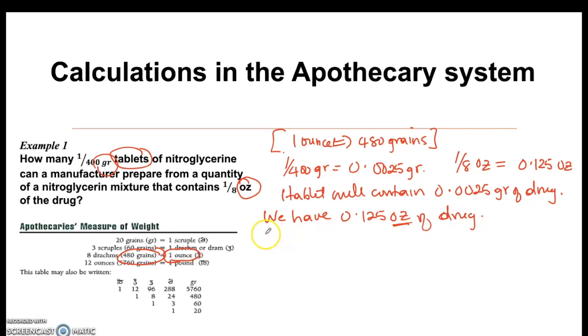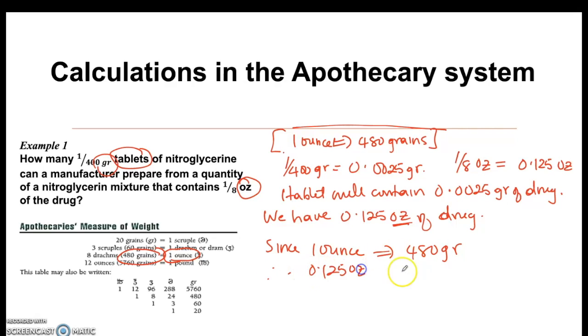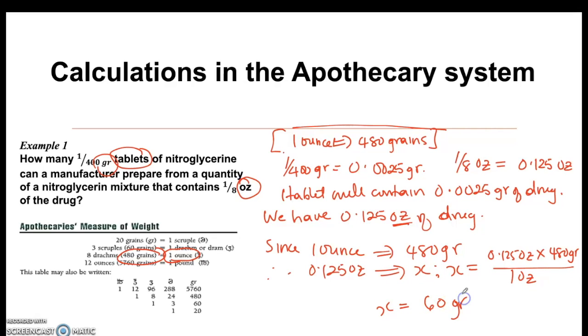So, because we already know this conversion here, we are going to say since 1 ounce is equivalent to 480 grains, therefore 0.125 ounces will be equivalent to X. And X would be 0.125 ounces times 480 grains divided by 1 ounce. And X is going to give us 60 grains.